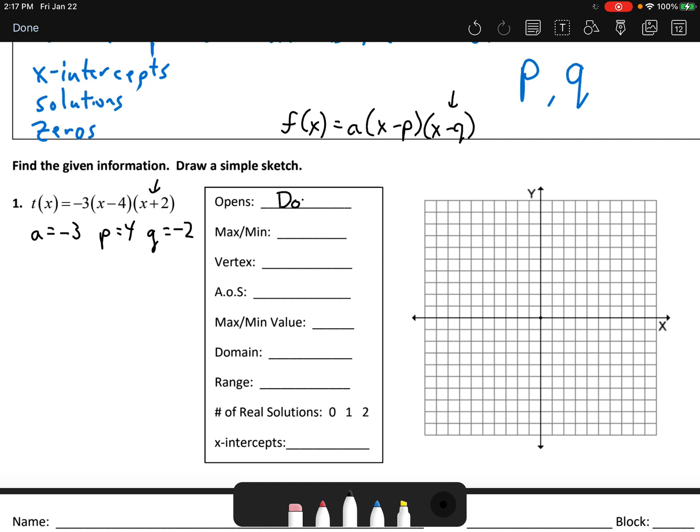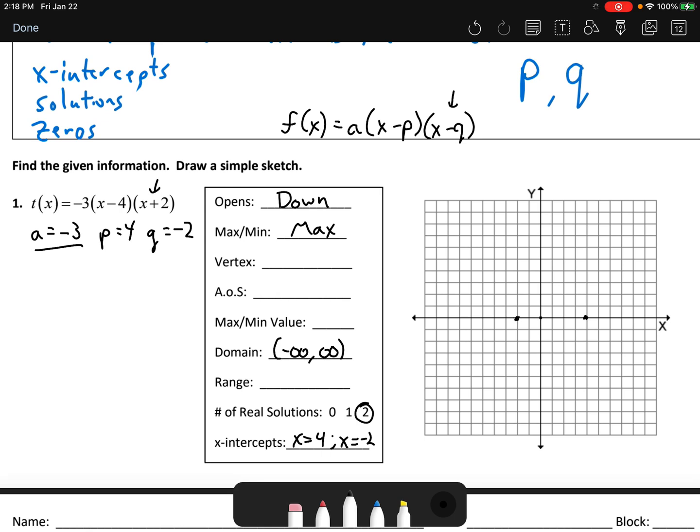Okay? We know it opens down. Why? Because a is less than 0. It's negative. We know then that it has a max because of that. We can now put in the domain because it's always the same. We can now go down to the intercepts. They are 4 and negative 2. Isn't that nice? So we have two solutions. 4 and negative 2.